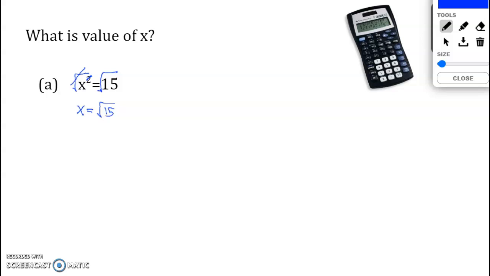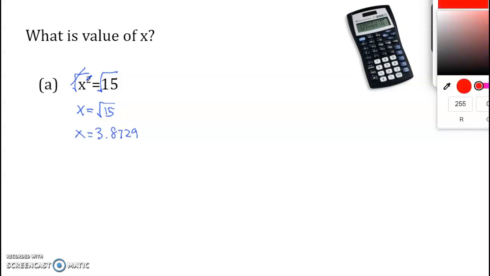So square root of 15, if I use my calculator, I get 3.8729. And again, if I was to round it to 1 decimal place or 2 decimal places, that means I'm going to cut it off here. Look at my next digit, it's less than 5, so I do not need to touch anything, and I know that x in this case is going to be 3.87.